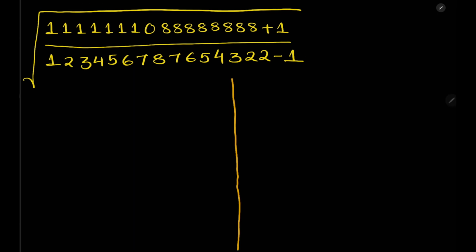If you look into the denominator of this question, after subtracting 1 from this number, it will become 1, 2, 3, 4, 5, 6, 7, 8, then 7, 6, 5, 4, 3, 2 and 2 minus 1 is 1. Then it will become 1.